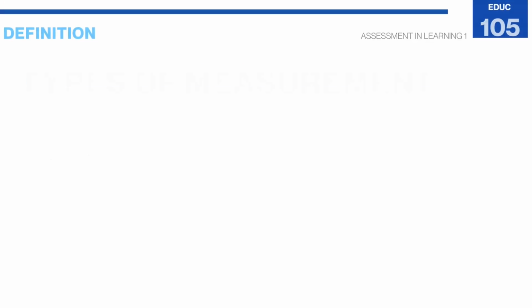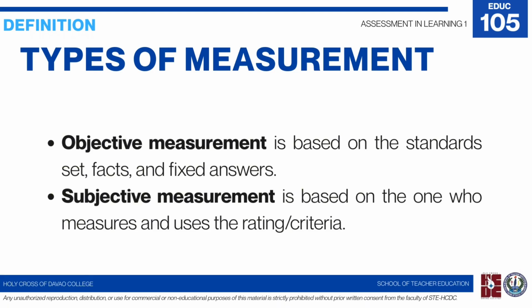Let us now proceed to the different types of measurement. Measurement can be objective or subjective. A good example of objective is a fixed answer. It has the same score no matter who checks it. There is high consistency, or high reliability, of scores. And subjective is usually based on judgment and criteria.